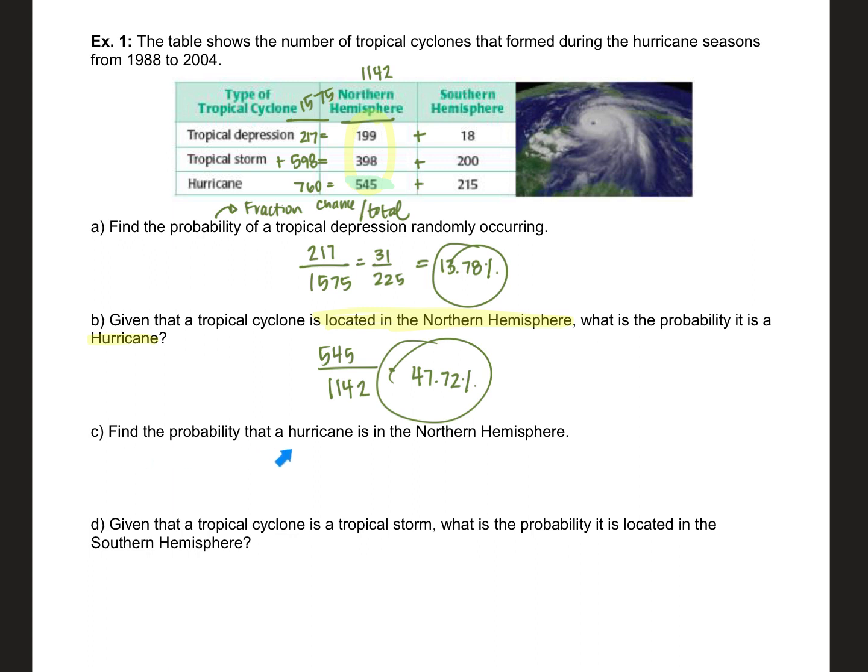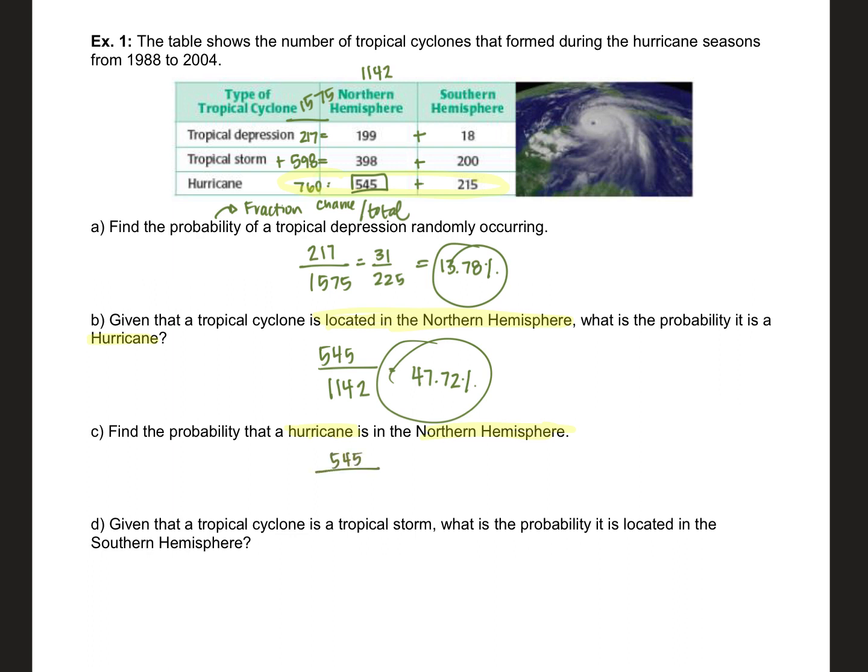Part C says find the probability that a hurricane is in the northern hemisphere. Again, we're looking at our table. Let me clean our table up a little bit here. This time they're telling us first that we're only concerned about the part of the table that has to do with hurricanes, so this part of the table right here. Then more specifically, they want to know the chance that that hurricane happened in only the northern hemisphere. Looking at the table, our chance of that happening is 545 again.